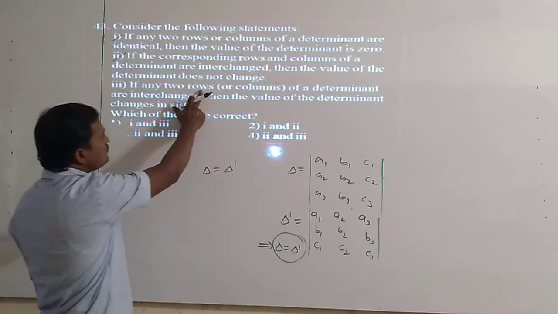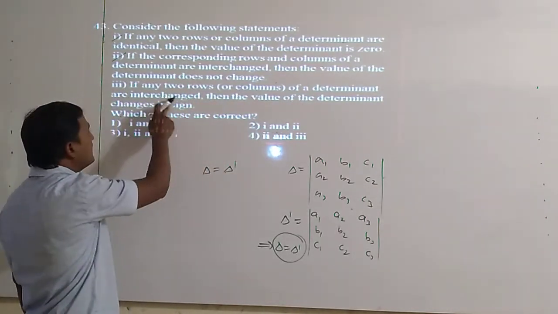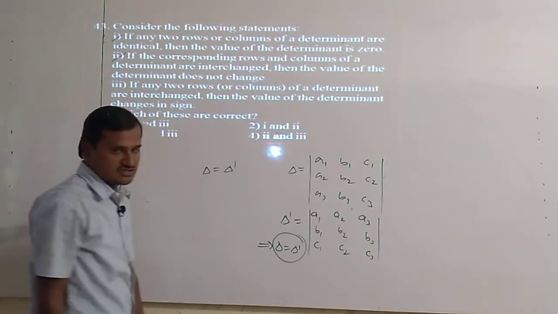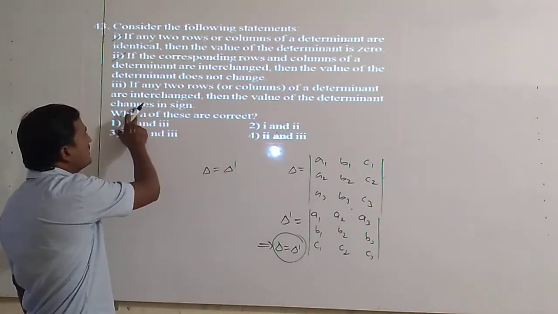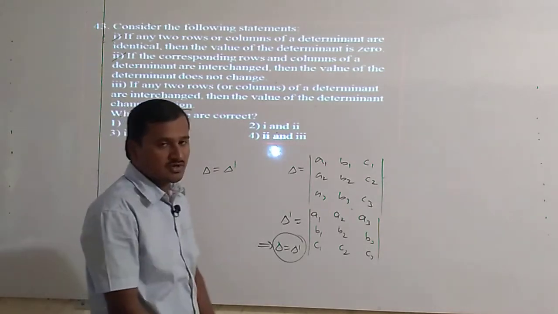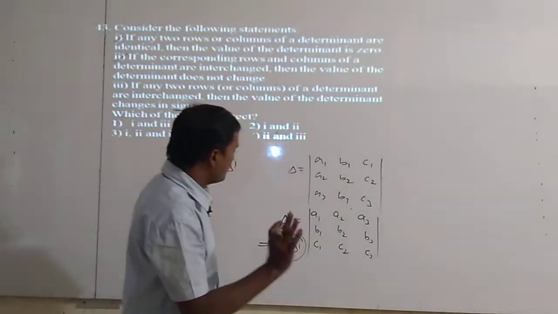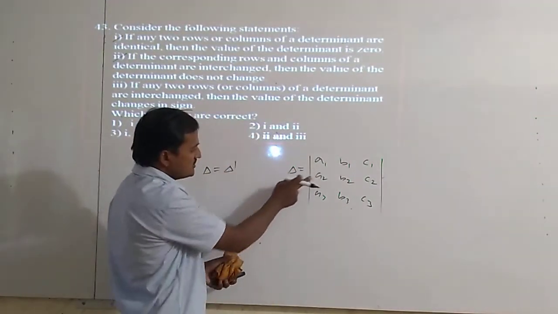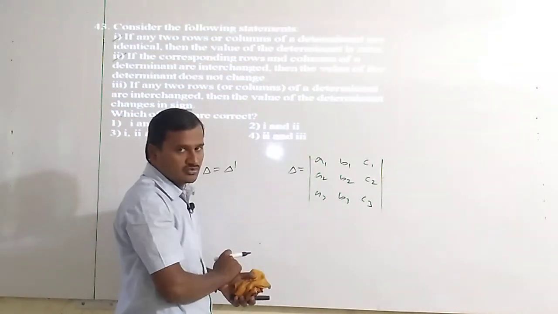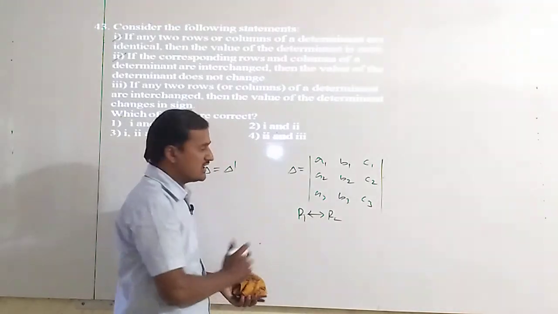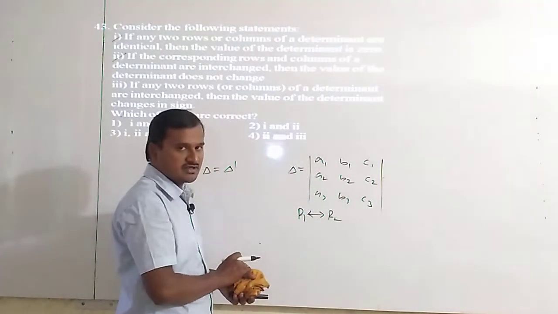If any two rows of a determinant are interchanged, then the value of the determinant changes in its sign, right? So this is also a property of a determinant. Suppose for this determinant, you just interchange these two rows. So that is R1 changes to R2, R2 changes to R1, then the sign of the determinant changes.